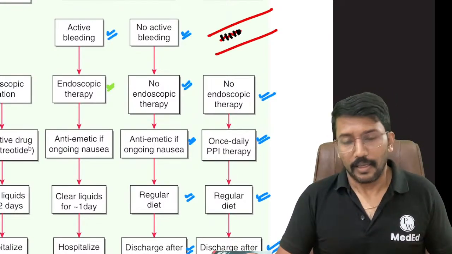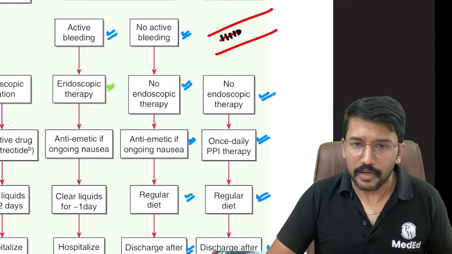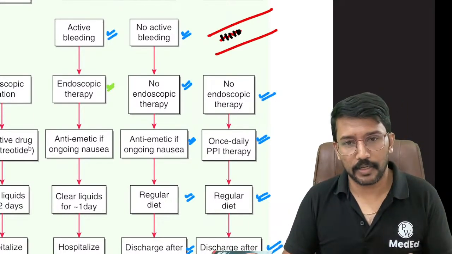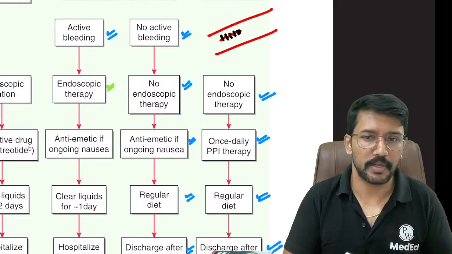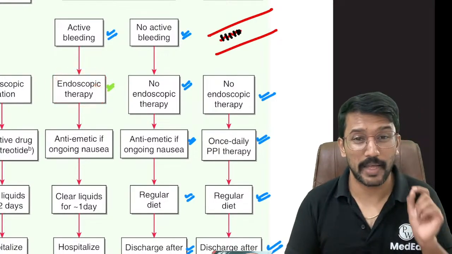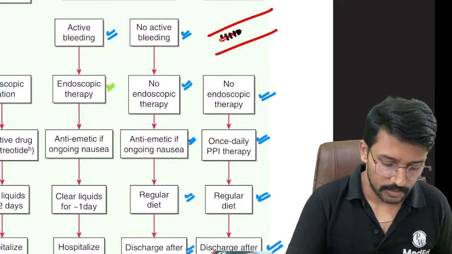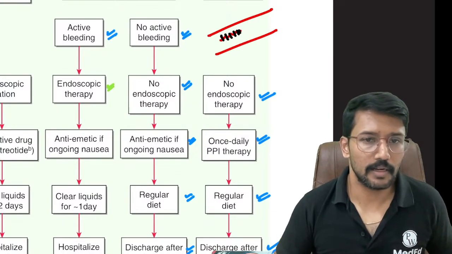See, any of the PPIs can be used. Okay, so in terms of superiority, pantoprazole is more effective in suppressing acid production than omeprazole. That's why it has become the standard PPI of today, right? So what we do in endoscopic therapy, if there is a Mallory-Weiss tear and there is active bleeding, the tear will be stapled. That's the basic approach.